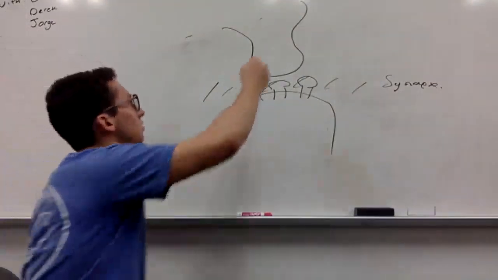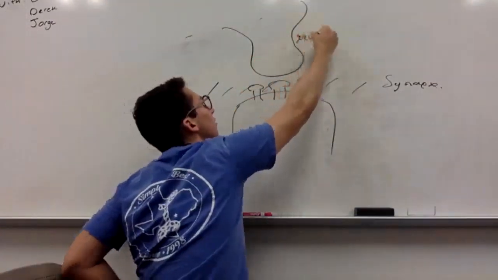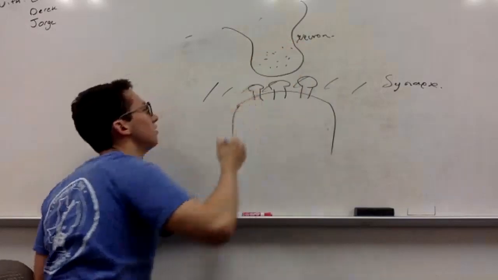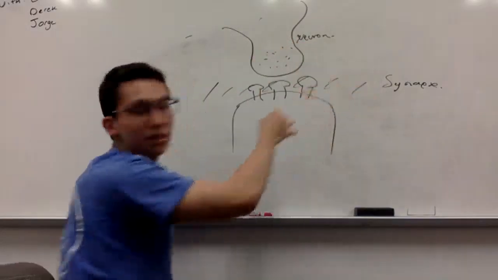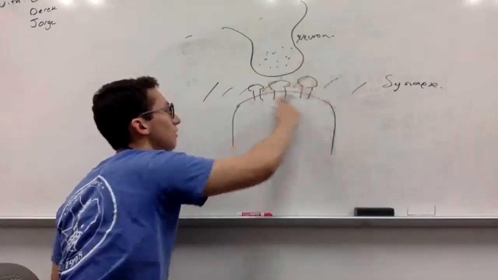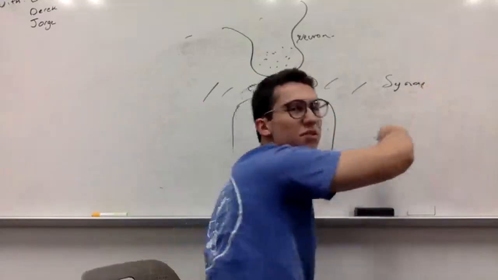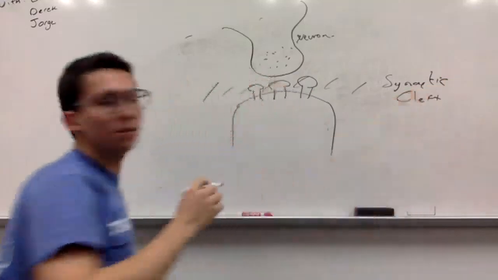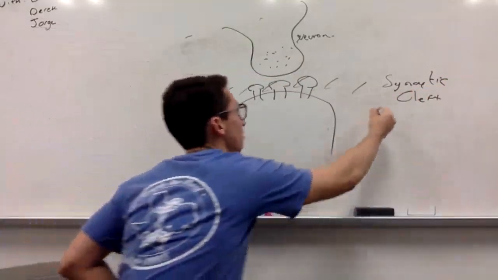Okay, so it's just your neurons, and this one just releases the neurotransmitters into the synapse, and this is the synaptic cleft, which is a better word. That's what it's called, right? The synaptic cleft. It's the same thing.